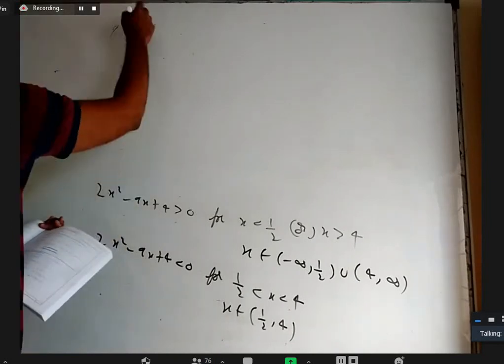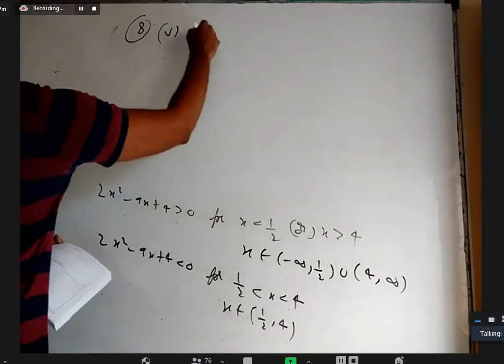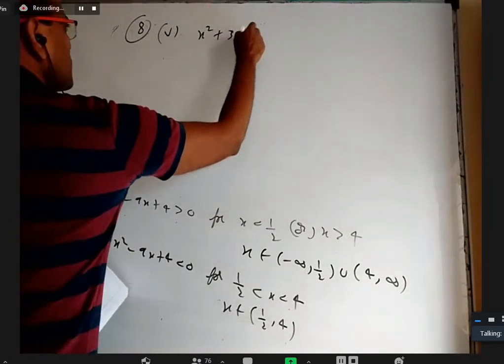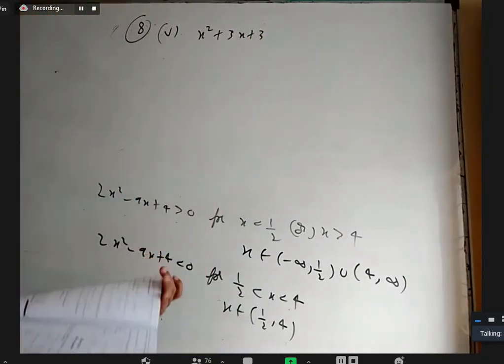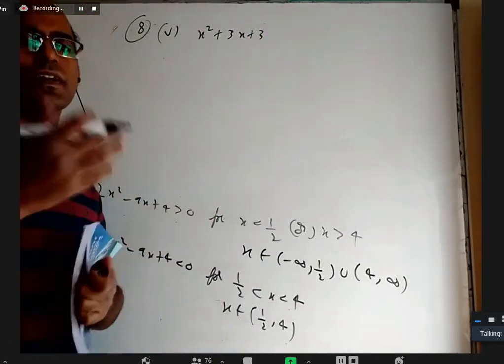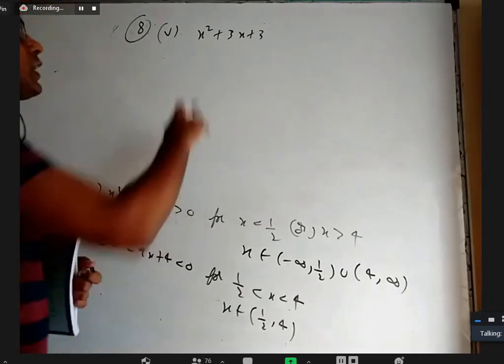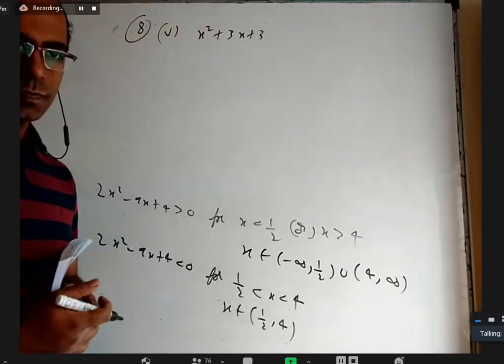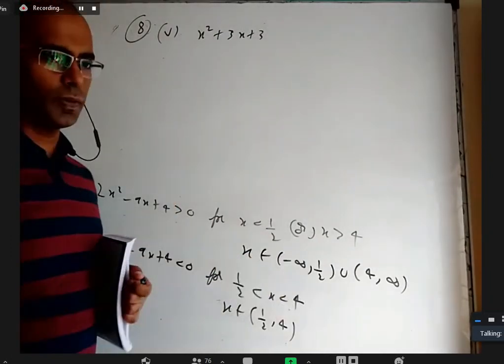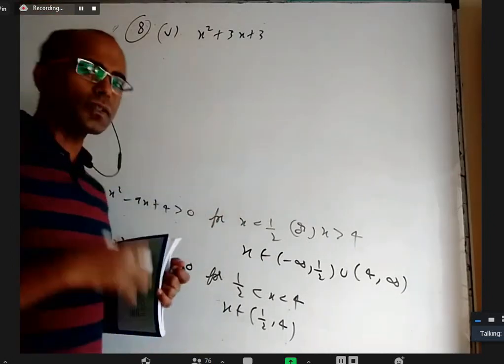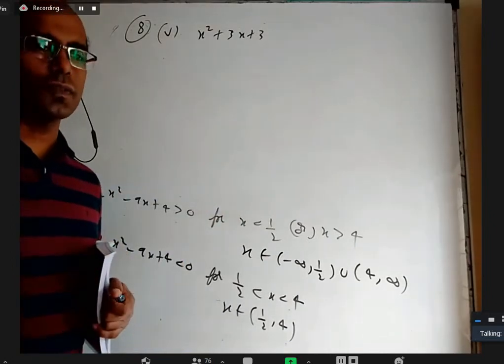Okay. Eighth one, fifth one is x square plus 3x plus 3. This one also they're asking when it is positive and when it is negative, but it is different from the rest of the questions. Why? Here there are no real roots. Roots are complex for us. If roots are real, we'll follow the previous process. If roots are complex, it is also very easy. Why? It is always positive or always negative, one of them.